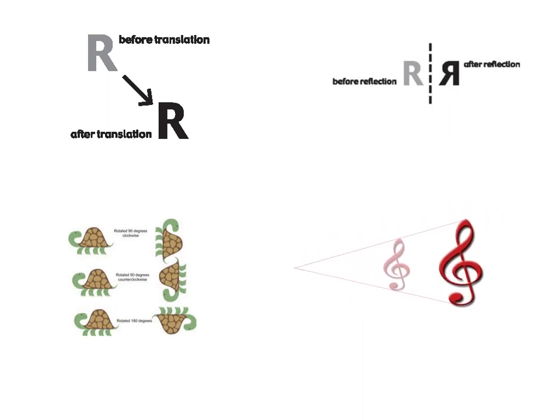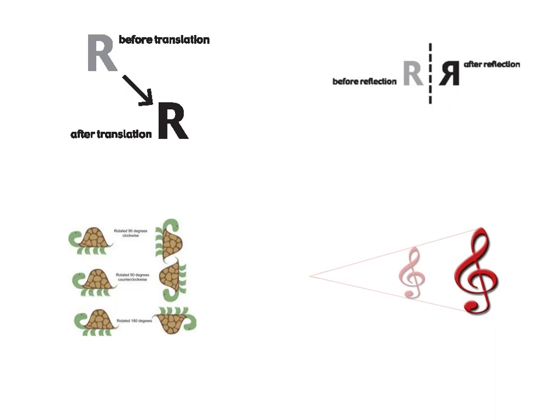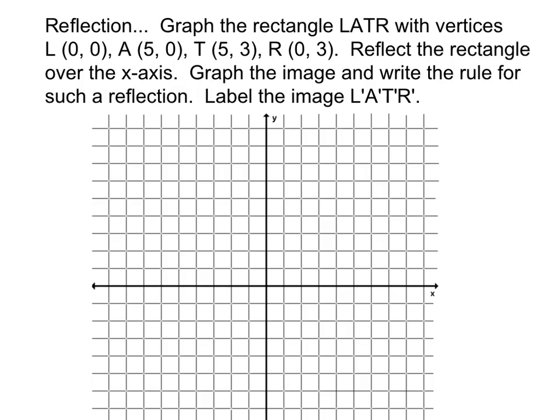And the last one that we just talked about was a dilation. A dilation shrinks or enlarges an object by a scale factor. If the scale factor is a fraction, the object will shrink. If the scale factor is a whole number, then the object will be enlarged.